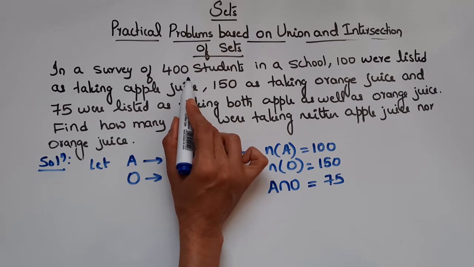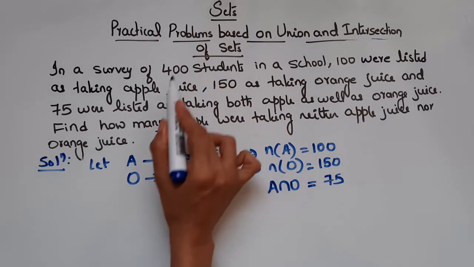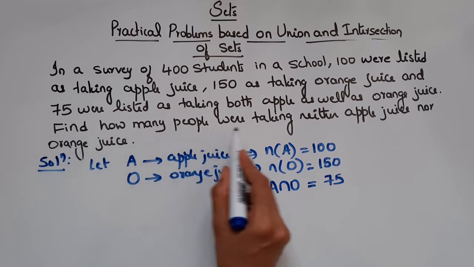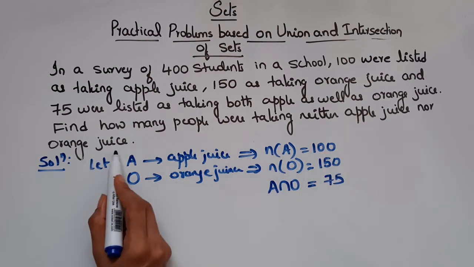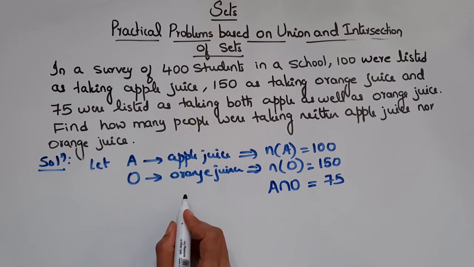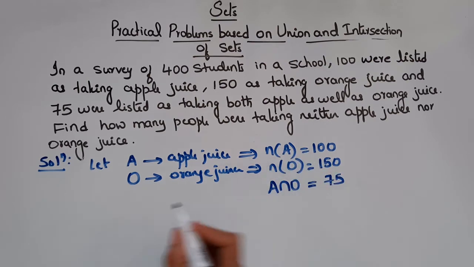Agreed? Neither apple juice nor orange juice. There are people who are not taking any juice. So this is not a union, right? And they have also said here, find how many people were taking neither apple juice nor orange juice. It is clear. That means there are people who are not taking any of the juices. So here first we will find N of A union O. So we have all other details, right?